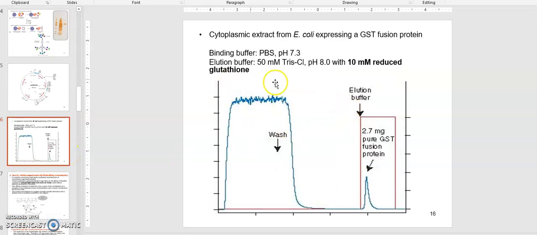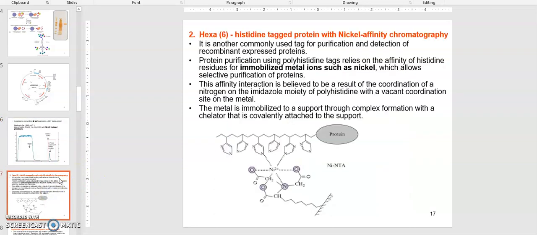So if you do a chromatography column and look at the chromatogram, it may look like that. It's an affinity chromatography chromatogram, because you can see multiple peaks combined together as a clump, and then there's a target protein coming out. Binding buffer is PBS at pH 7.3. Elution buffer is Tris, similar, pH 8, but you add a bunch of reduced glutathione, then you can elute your target protein.